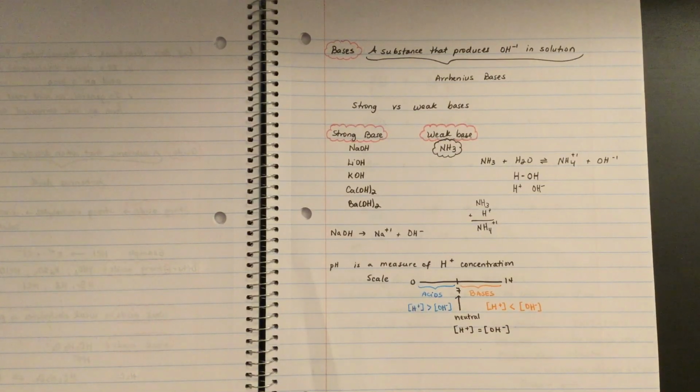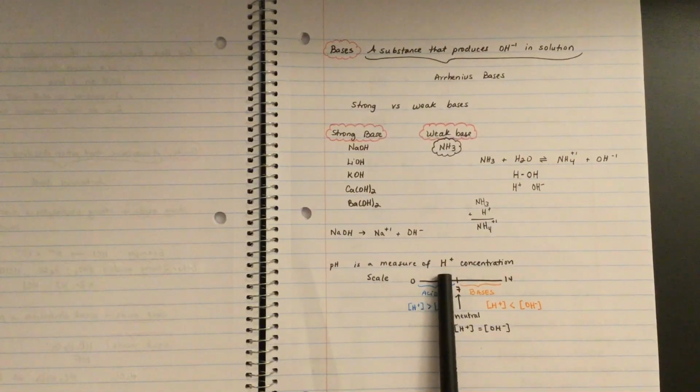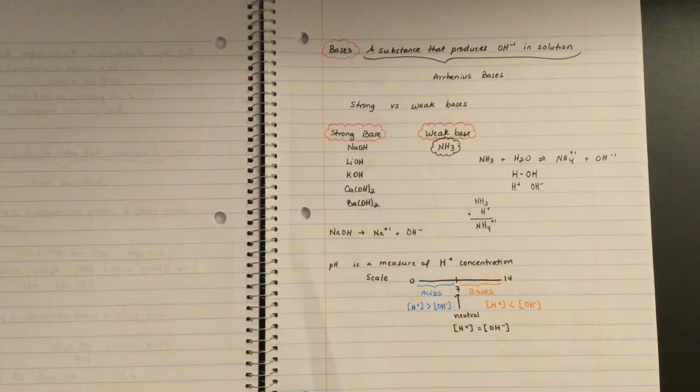Now we can also classify substances as acids or bases based on a numerical value. That numerical value is the pH. And the pH is just a measure of how much H plus you have in solution. H plus, the ion of hydrogen, is what you're getting in solution from an acid. So the more H plus you have in solution, the more acidic a substance is.